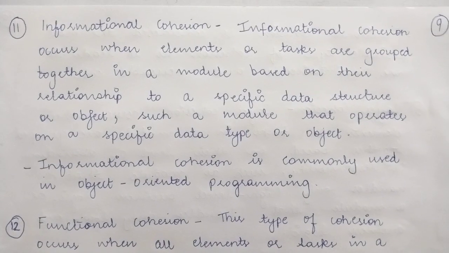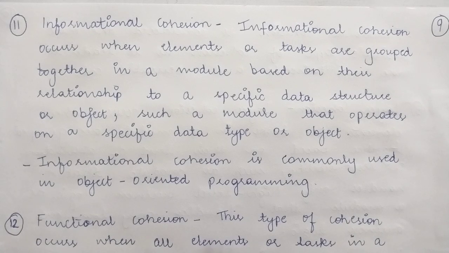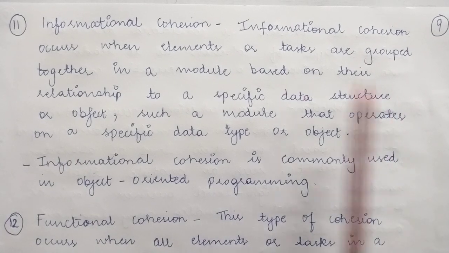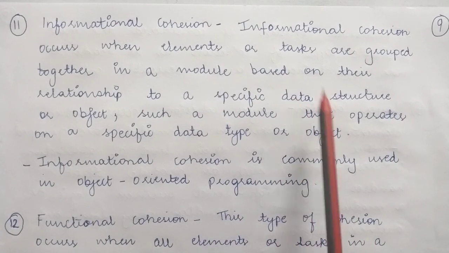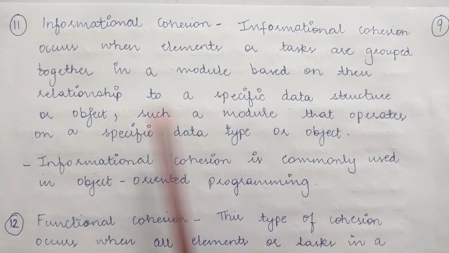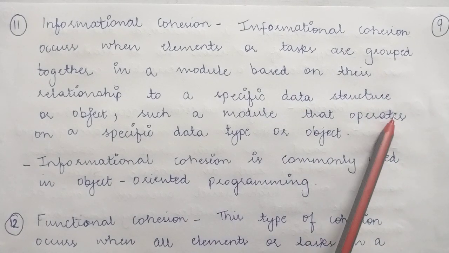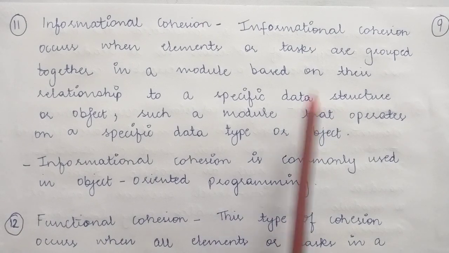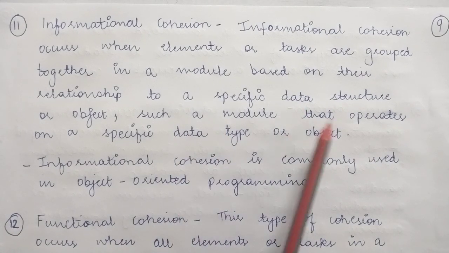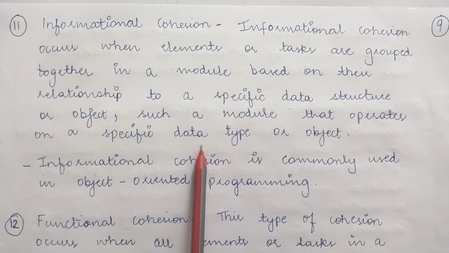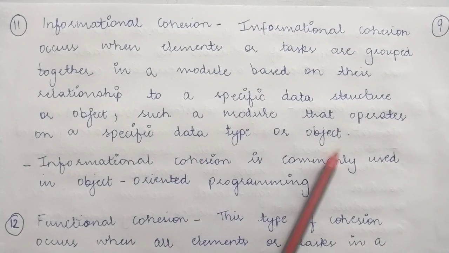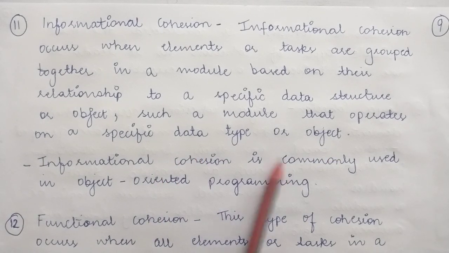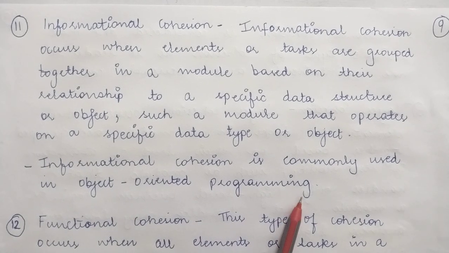Then is your informational cohesion. Informational cohesion occurs when elements or tasks are grouped together in a module based on what? Based on their relationship to a specific data structure or object. So here the relationship is based on what? The data structure or object, such as a module that operates on a specific data type or object. Informational cohesion is commonly used again in object-oriented programming languages because the tasks are grouped according to the data structure or object.